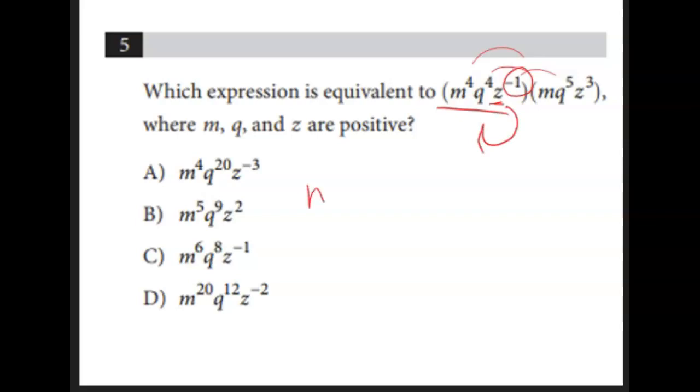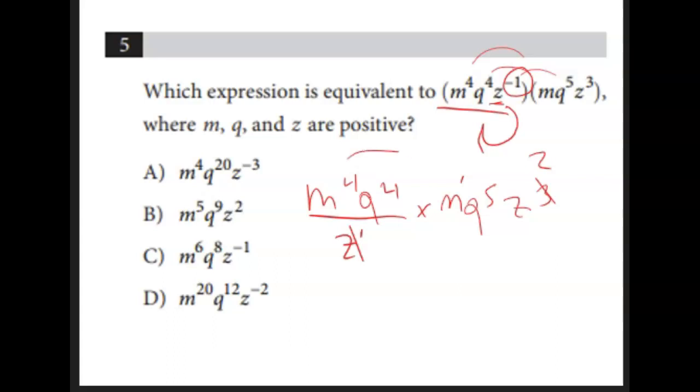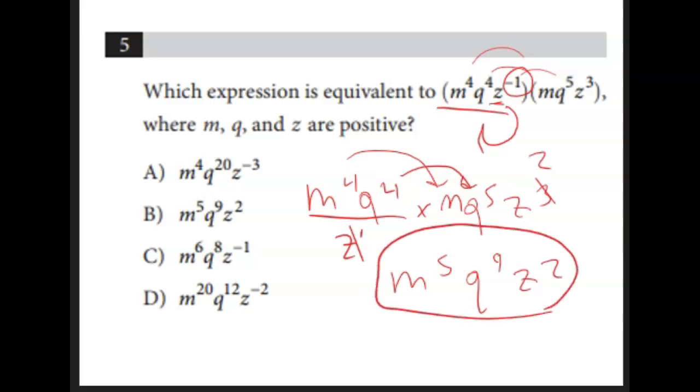So we can rewrite this as m to the fourth, q to the fourth, over z to the 1, which is just z, times m, q to the fifth, and then z to the third. So what we can do is just cross out the z's, so we have z to the second, and then multiply these across. This is m to the 1, so m to the fourth times m to the first, you're going to get m to the fifth. You're going to get q to the fourth times q to the fifth, and you're going to get q to the ninth, and you're just going to be left with z squared. So this is the correct answer. So let's look at the answer choices, and we can see that it is B.